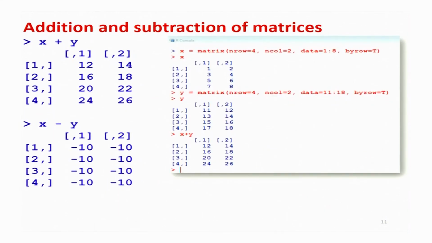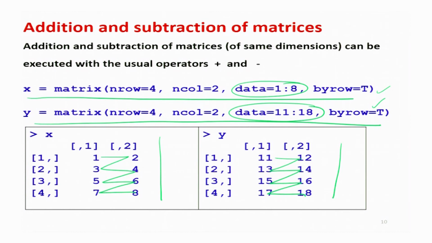Now, I try to add it here. So, now what will happen here? If you try to look here, in the addition or subtraction, this element which is at the first row and first column will be operated with the first row and first column element in Y. So, these two are going to be operated.